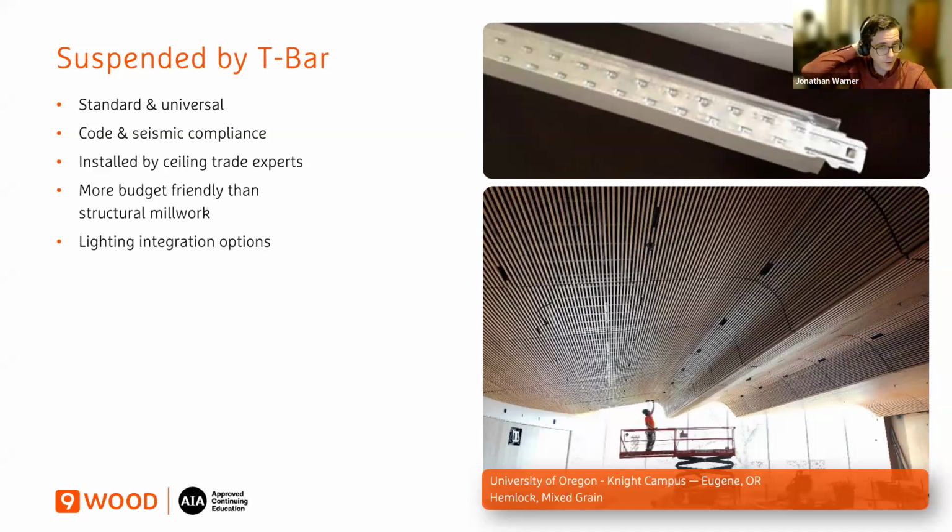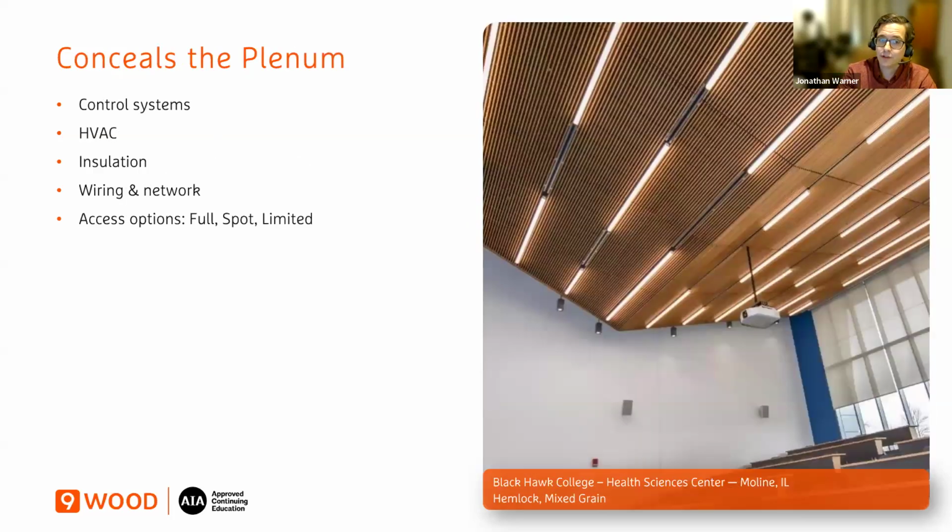And as you can see here in the photo, with the T-bar systems, it doesn't have to always be just a flat rectangular space. You can actually achieve quite a bit of curving and shapes within a space, as you can see here at the University of Oregon Knight campus. A lot can be done there. It conceals the plenum, which is actually great, right? Because it can put a beautiful ceiling below all this other stuff you need, HVAC, insulation, and so on. But it does create a need for accessibility, which, as we hear, is pretty much universal on most projects. And I'll cover that here in a bit.